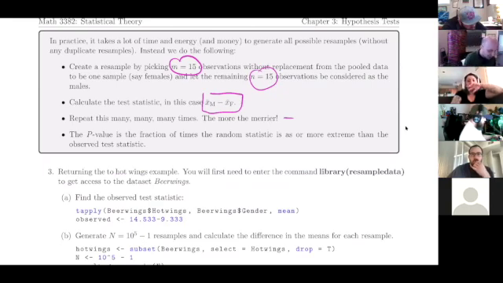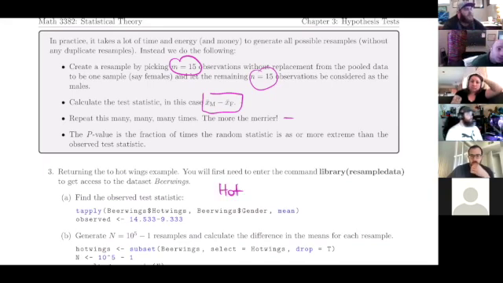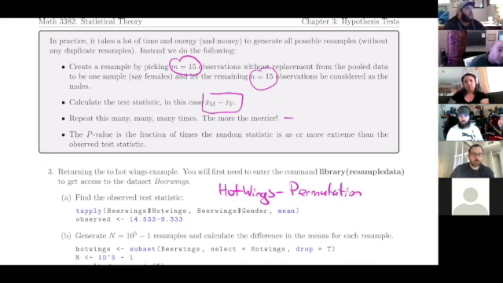So I would definitely encourage you guys to open up R if you don't have it open. And there is an R file called Hotwings. That's where this code can be found. So this is posted on Canvas.